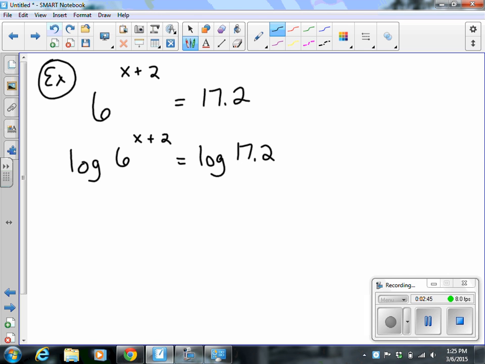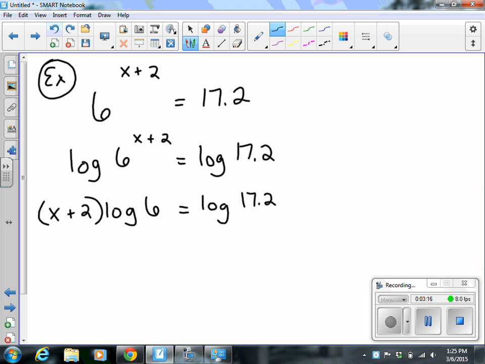Because that 6 is to the power, we're going to move that to the outside. So I have (x plus 2) log 6 equals log 17.2. Okay, a lot of people will think, okay, I can just divide by log 2 and then minus 2, or divide by log 6 and then minus 2. That's not the case. This x plus 2 is together, hence the parentheses.